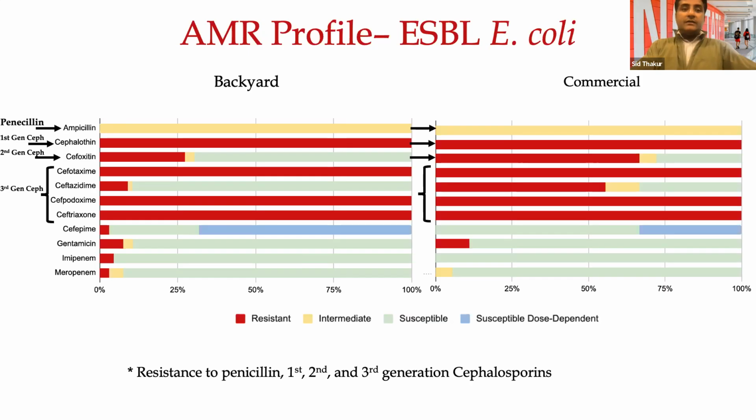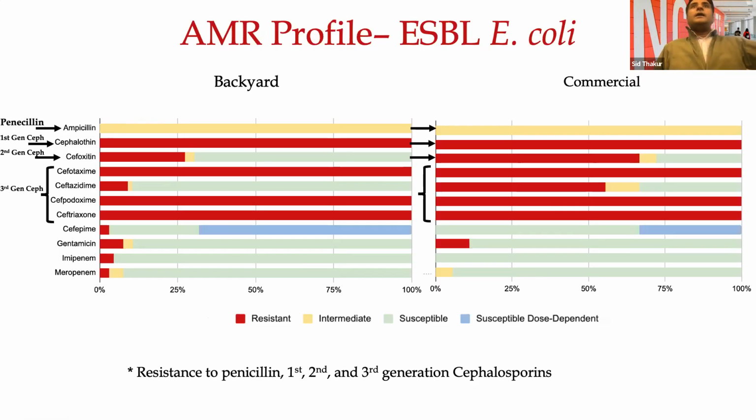And you can see with the red bars, anything that's in red is resistant. So by default, they're resistant to first, second, third generation cephalosporins. That's why the red bars are so long. But look in the backyard poultry. There's a lot of action in the backyard poultry. If I can move my cursor. Imipenem, meropenem, gentamicin, cefpenem, actually higher resistance than the commercial poultry.